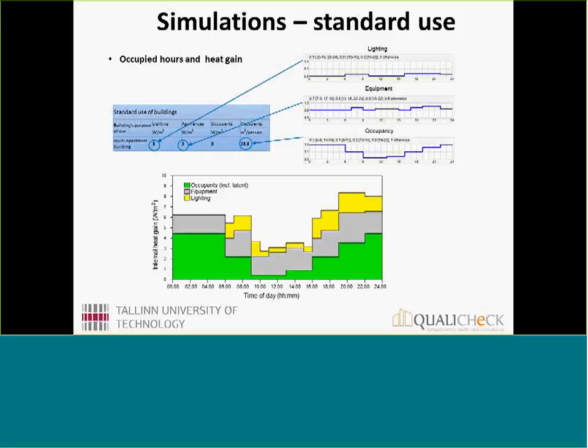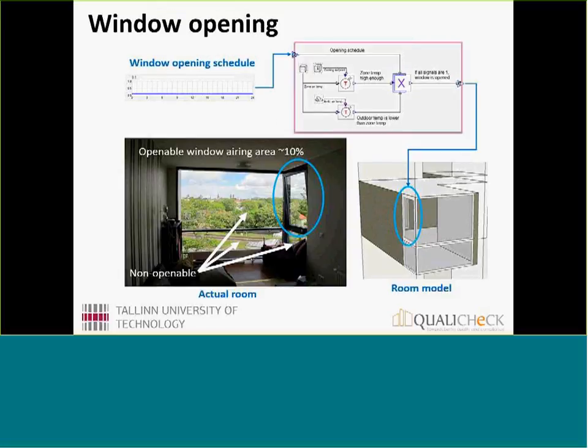In the simulation, standard use needs to be defined, so it applies for the lighting, appliances, and occupants schedules, which can be seen here. And then it is also allowed in residential buildings to take into account the window airing. This is defined so that the windows can be opened to the airing position. So you cannot fully open the window in the simulation, but it is allowed to the airing positions, as you can see from the photo, and this needs then to be defined in the temperature simulation.